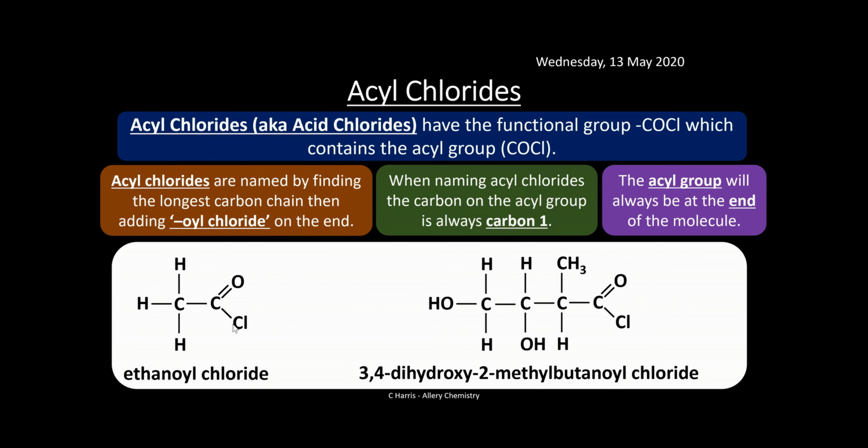So you can see I've added a few things onto the carbon chain, but just to show that you can name it in the same way. Remember that when we're numbering them, we'll always start from carbon 1 here, and that's 2, 3, and 4. So this is going to be 3,4-dihydroxy. Okay, so this is them here. So that's carbon 3 and carbon 4. 2-methylbutanoyl, because we've got 4 carbons, chloride, because we've got the chlorine in the end. So you can see the nomenclature of them is very similar to carboxylic acids. There's nothing new here.